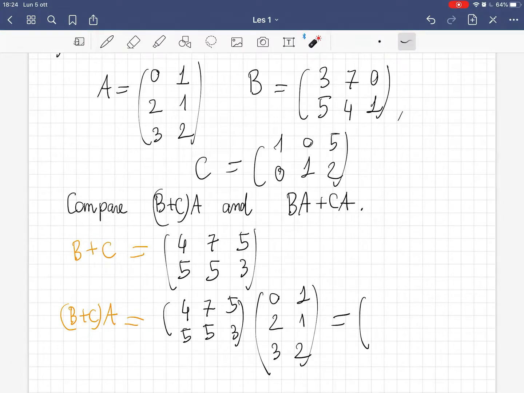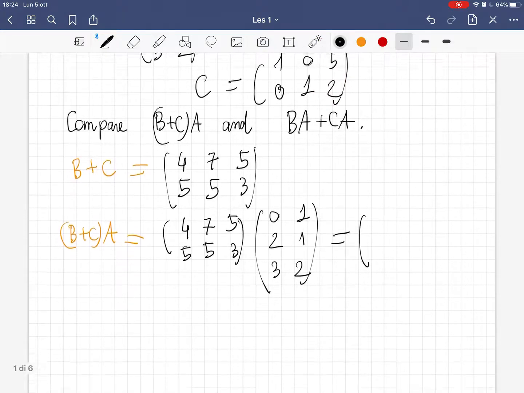So let me just check that the sum is correct. So again, 3 plus 1 is 4. Oh, that's okay. 7 plus 0 is 7. 0 plus 5 is 5. 5 plus 0 is 5. 4 plus 1 is 5. 1 plus 2 is 3. That's okay. Just double checking.